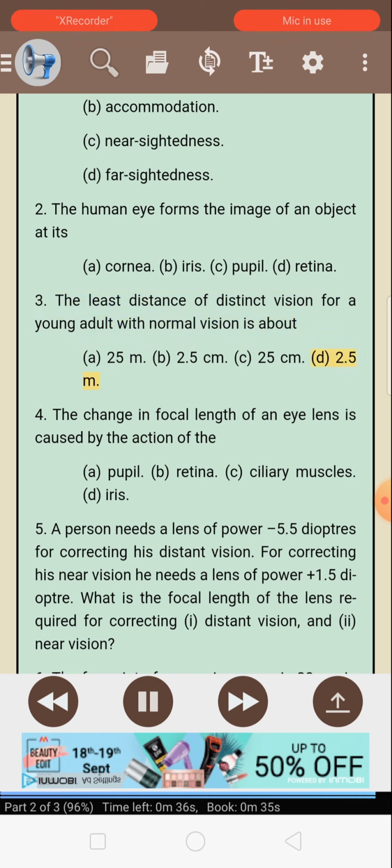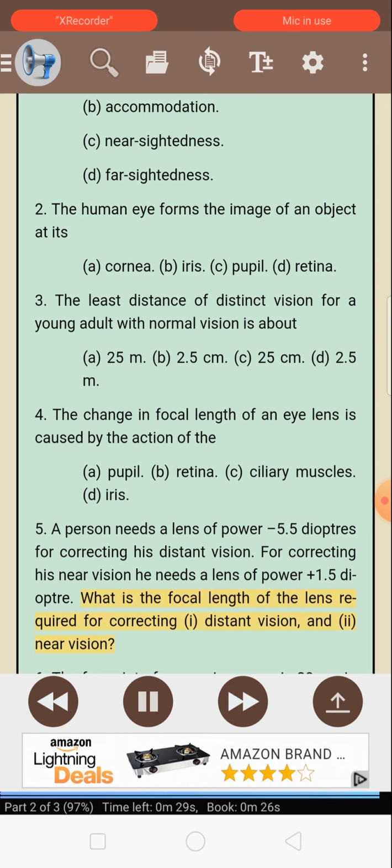D. 2.5 meters. 4. The change in focal length of an eye lens is caused by the action of the: A. Pupil. B. Retina. C. Ciliary muscles. D. Iris. 5. A person needs a lens of power minus 5.5 diopters for correcting his distant vision. For correcting his near vision, he needs a lens of power plus 1.5 diopter. What is the focal length of the lens required for correcting (i) distant vision and (ii) near vision?